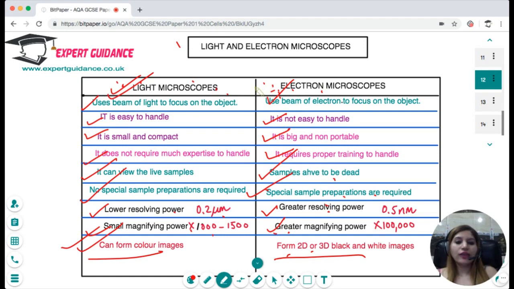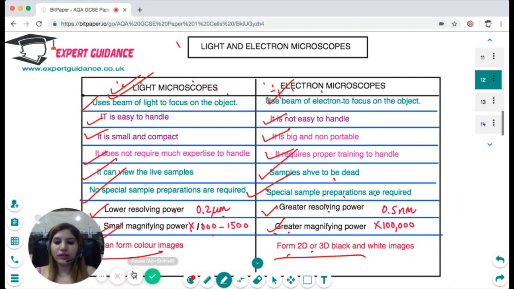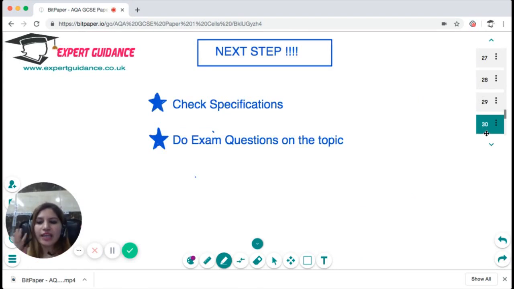Now you should be able to know the difference between a plant cell, an animal cell, a bacterial cell, the light microscope, and the electron microscope. I hope now you are well clear with this topic. Now what you need to do next is check the specification, make sure the specification is clear to you, and then you need to do the exam question on this topic.